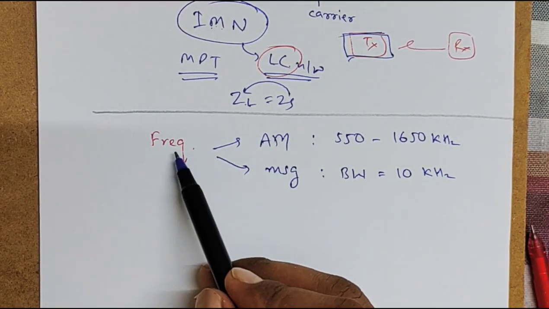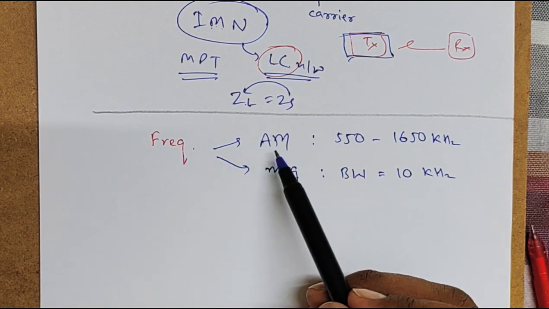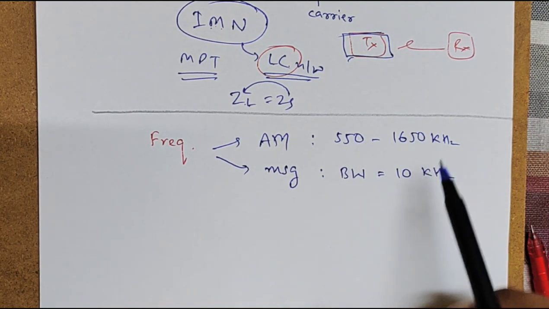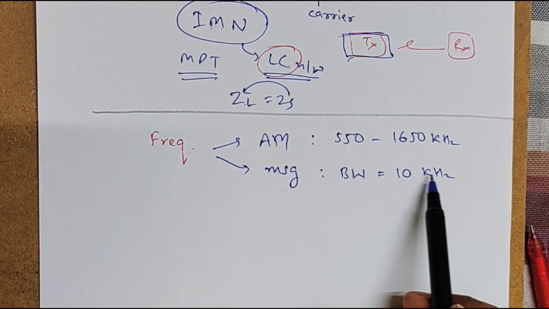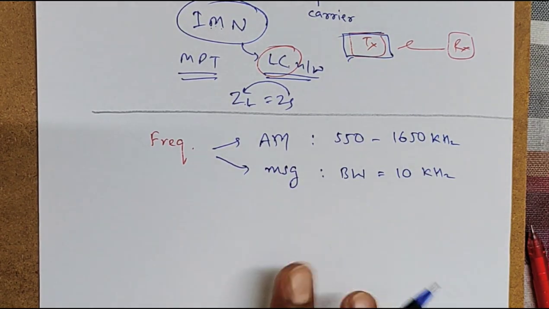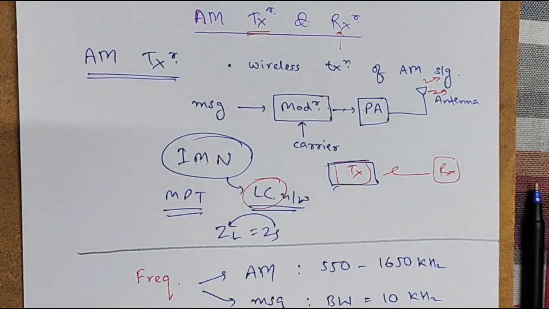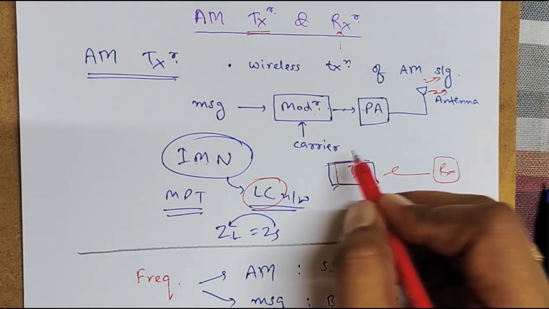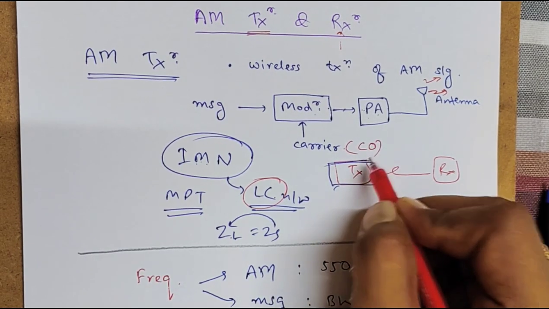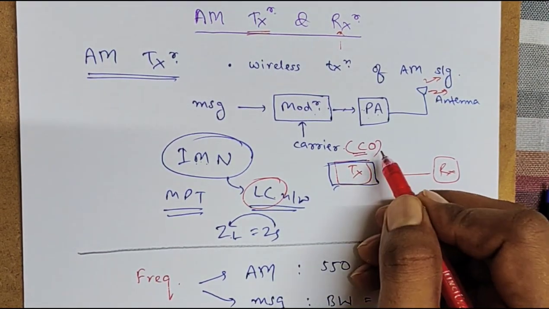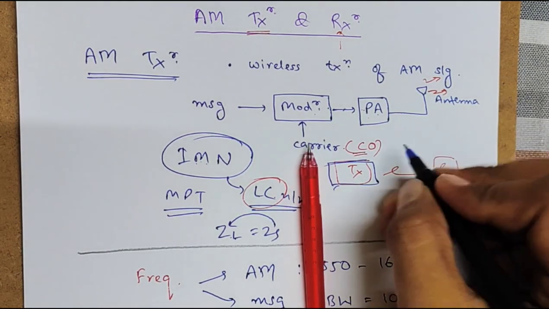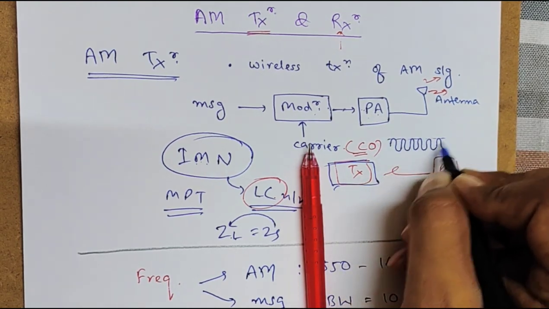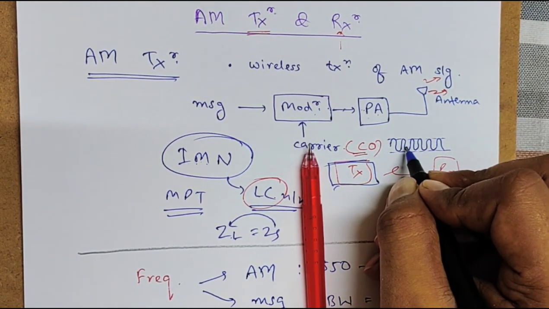Now let us understand the frequency allocation. The AM signal covers the frequency from 550 kHz to 1650 kHz with a message bandwidth of 10 kHz. Okay, and if you see this diagram here, this is the carrier. So how do we generate the carrier? The carrier has to be generated using crystal oscillators. This crystal oscillator gives a very stable frequency, right? Fixed amplitude, and this frequency is stable.